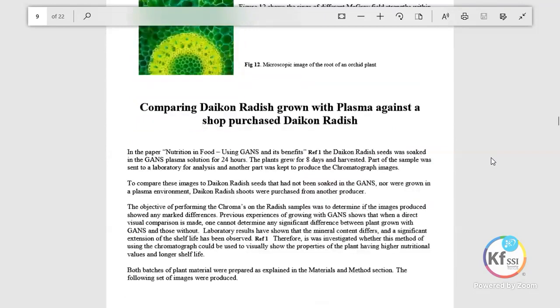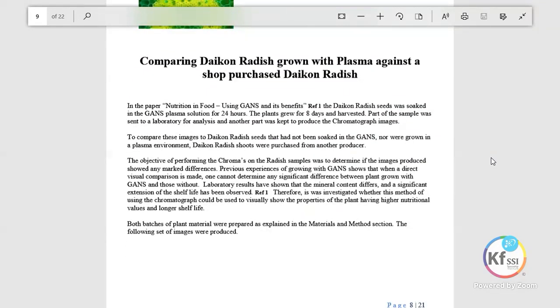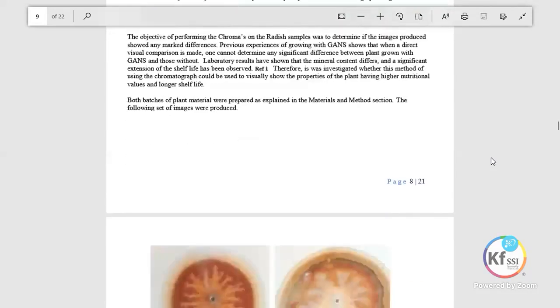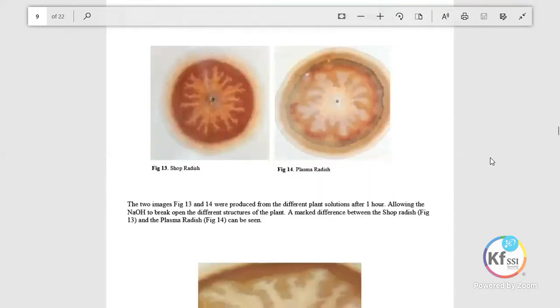So the first one we did was our plasma radish that we had grown with the GANs, and comparing that one to the shop radish that we had purchased. Okay, so these two images, the one on the left is the shop radish, and the one on the right is the plasma radish. I will go into a bit more detail on these images. So this is just after that solution had been sitting in the caustic for 1 hour.